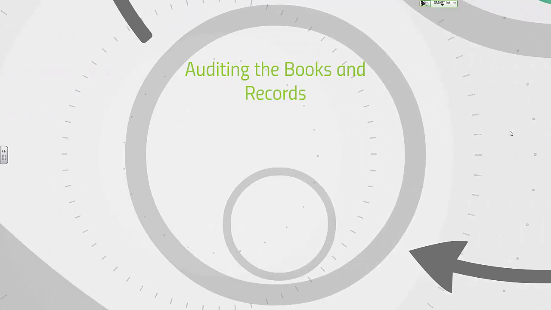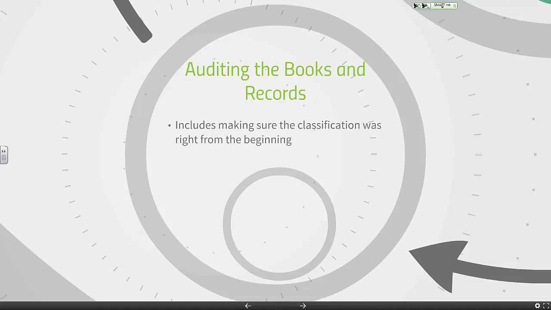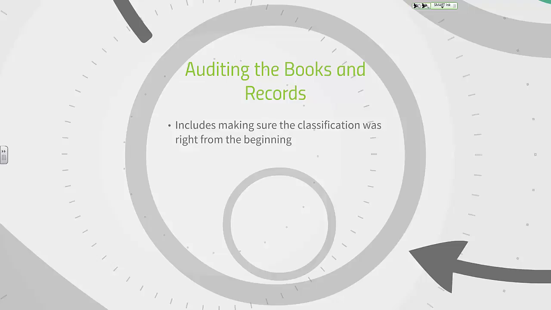Once you've found and begun to evaluate the books and records, they must now be audited. This includes making sure the classification was right from the beginning. Industries with different hazards and different employee classifications will pay different rates. For example, with trucking, trucks hauling hazardous materials will pay a higher rate than trucks hauling non-hazardous materials.